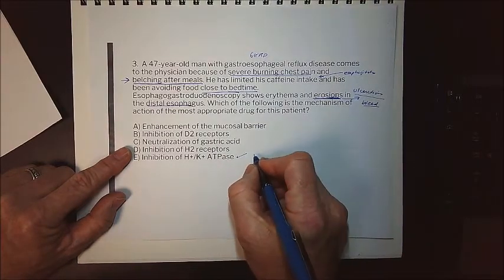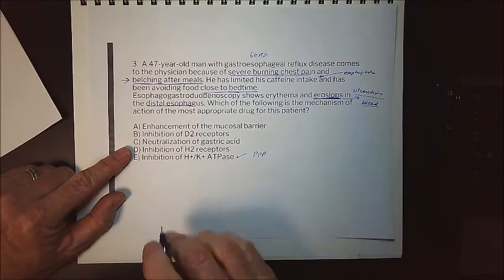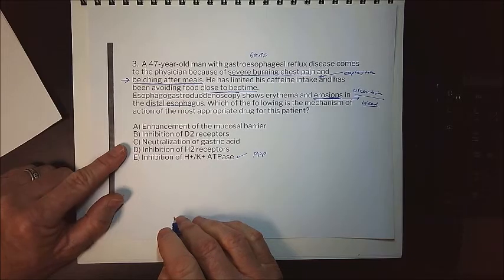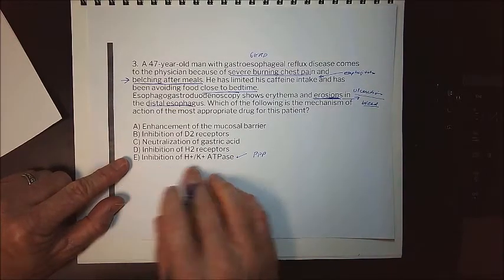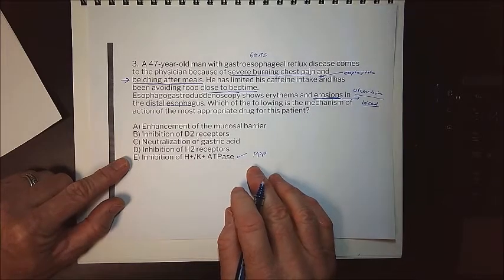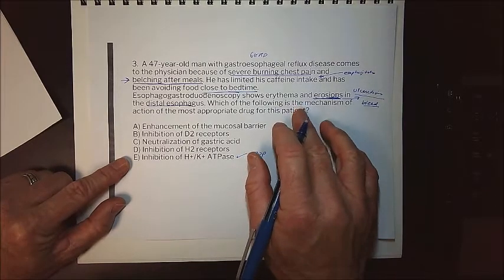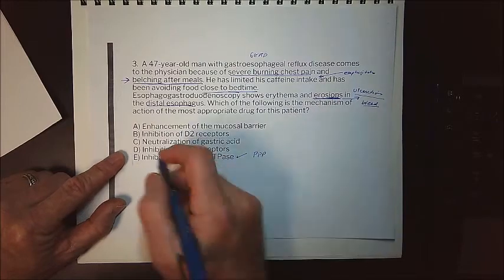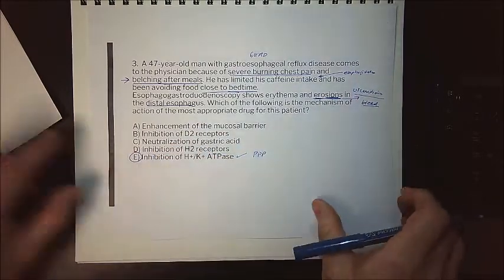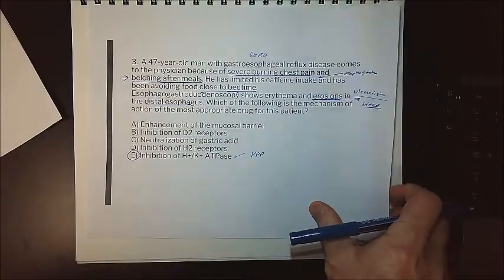So let's go for the PPI in this case. Inhibition of the potassium proton ATPase pump. This will give an absolute inhibition of acid secretion and get this under control while healing can occur. So choice E would be the answer on this one.